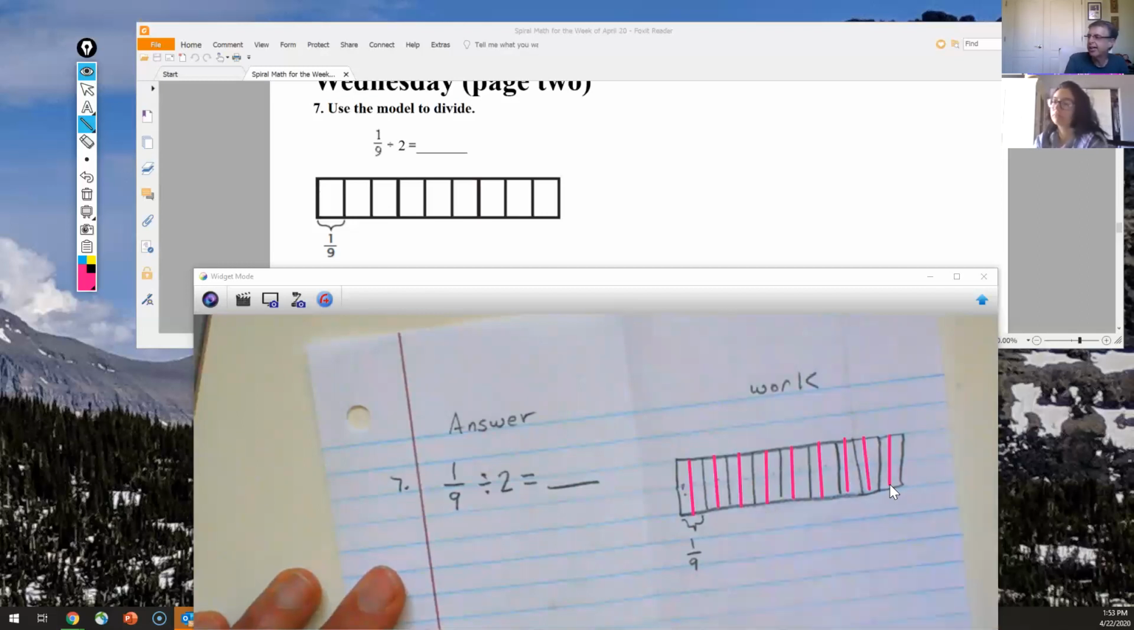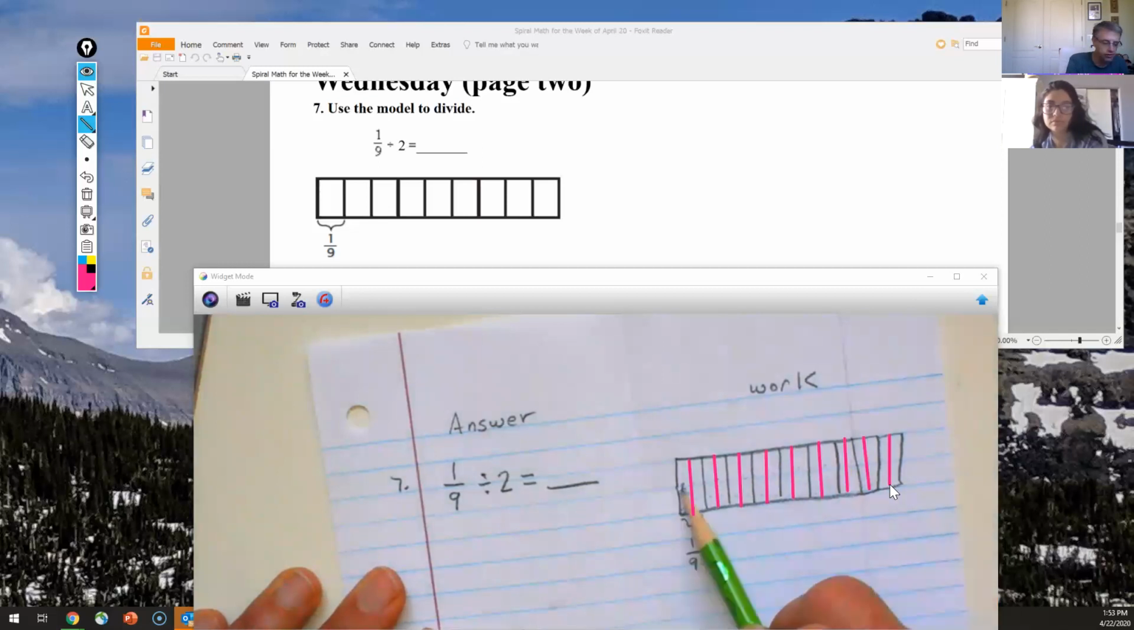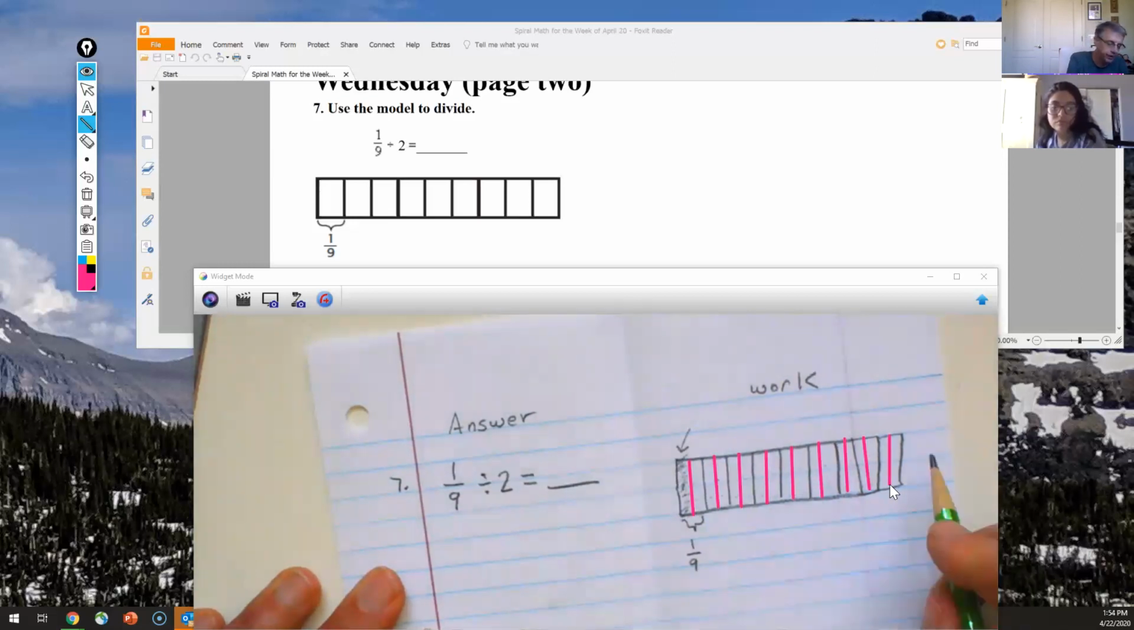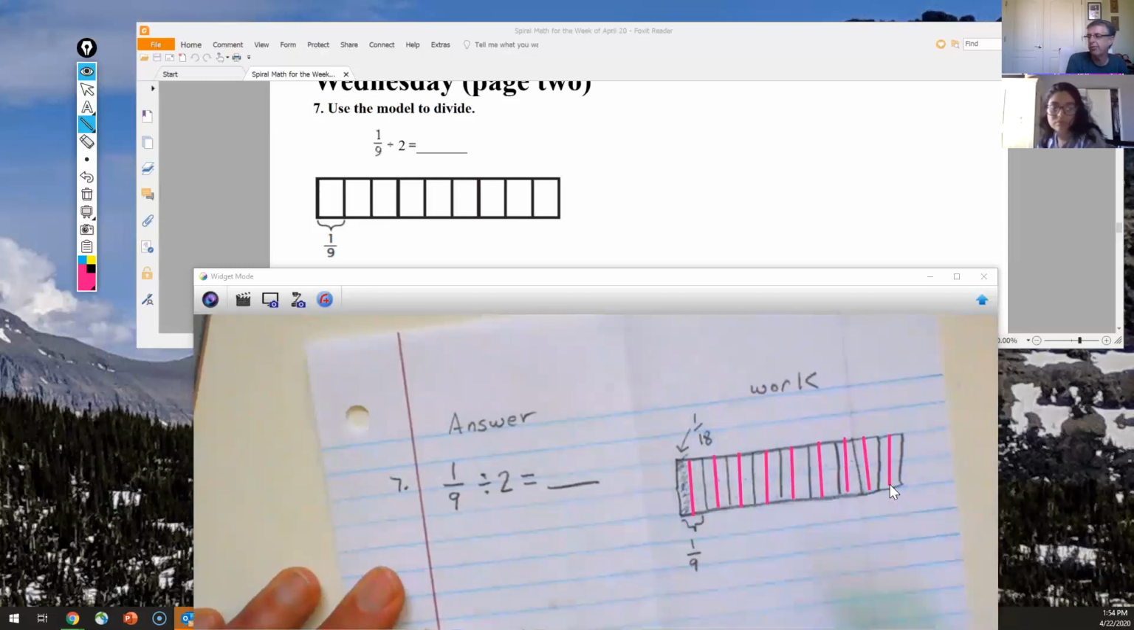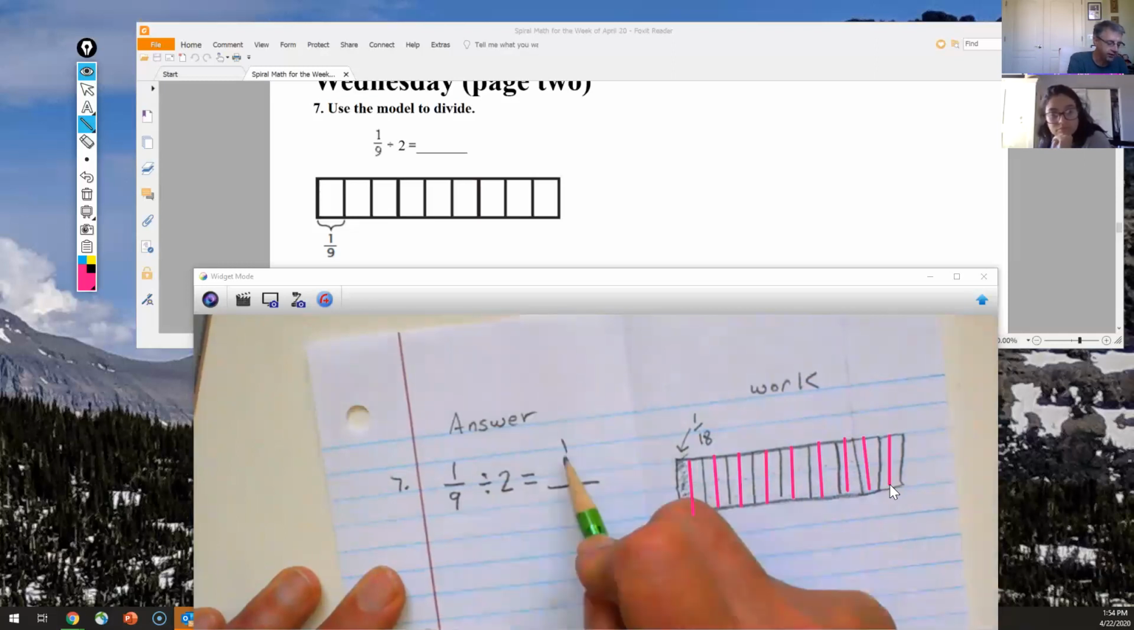Now I went ahead here and turned every single one of these 9 spaces into halves. So I'm going to count them up. 1, 2, 3, 4, 5, 6, 7, 8, 9, 10, 11, 12, 13, 14, 15, 16, 17, 18. There's 18 total spaces. Since there were 18 total spaces, one highlighted is going to be 1/18 of the whole unit bar. So 1/9 divided by 2 equals 1/18.